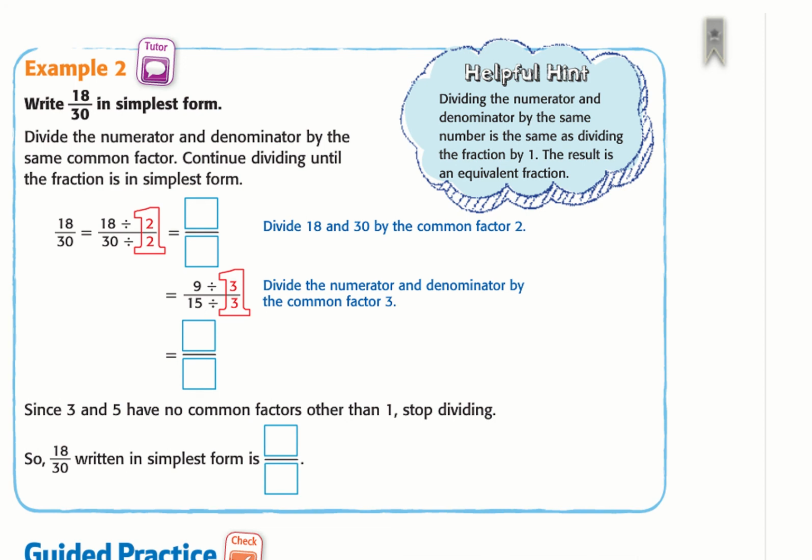So 18 and 30 are both even numbers, so I know I can divide both of them by 2. 18 divided by 2 gives me 9, and 30 divided by 2 gives me 15. So now I have 9 over 15. I know I can divide them both by 3 because that's a common factor. 9 divided by 3 is 3, and 15 divided by 3 is 5. Since 3 and 5 have no common factors other than 1, stop dividing. So 18 out of 30 written in simplest form is 3/5.